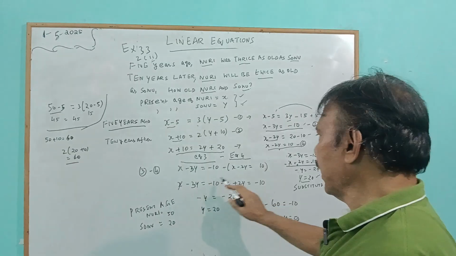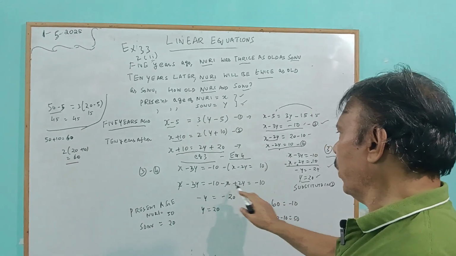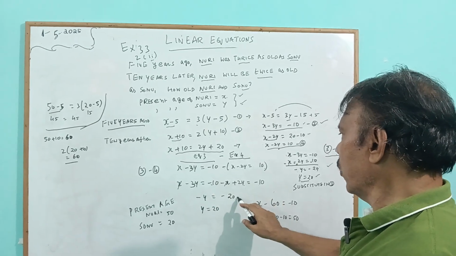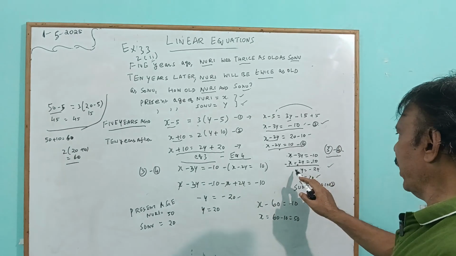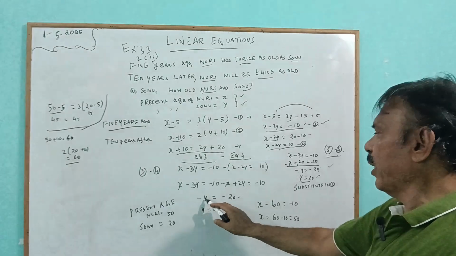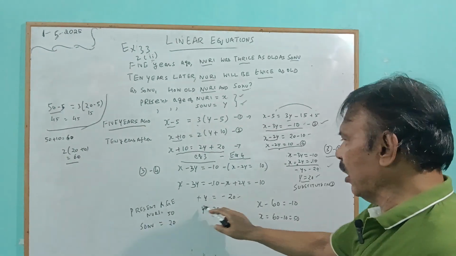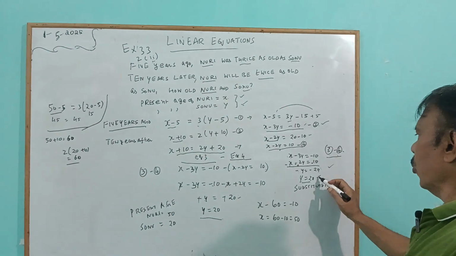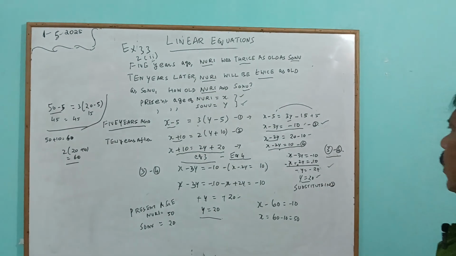So x and x get cancelled out. Minus 2y plus 2y becomes minus y. Minus 10 minus 10 becomes minus 20. So see here also, minus y is equal to minus 20. Minus y into minus 10, so you can cancel out the minus sign. So this becomes y is equal to 20. So Sonu's age is 20.